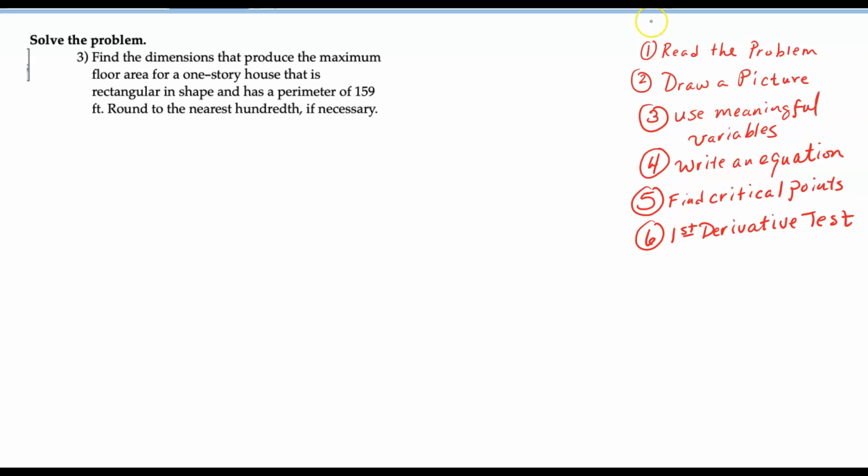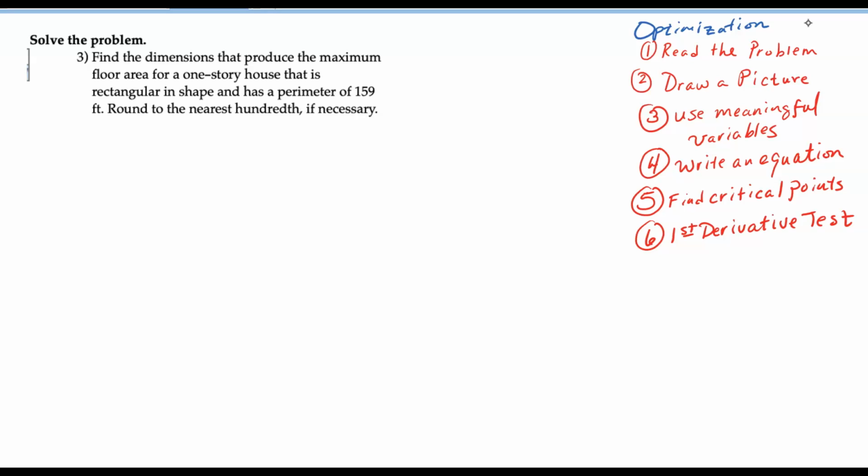Okay, we are continuing our discussion of what's called optimization. And let me go ahead and try to spell that. Optimization. There it is. So in optimization, we're basically utilizing the first derivative test. We're trying to find the minimum or the maximum of something.